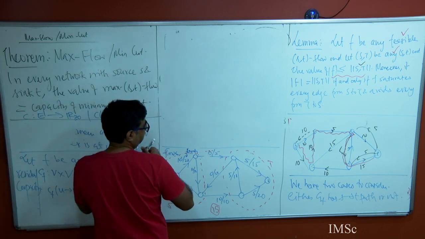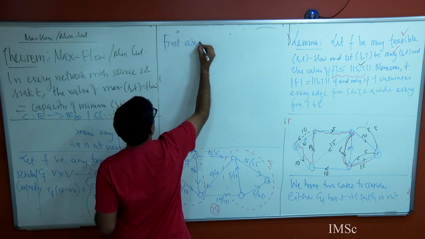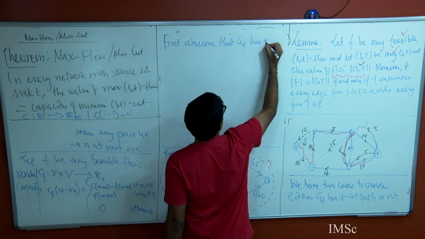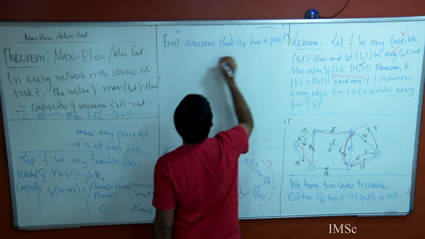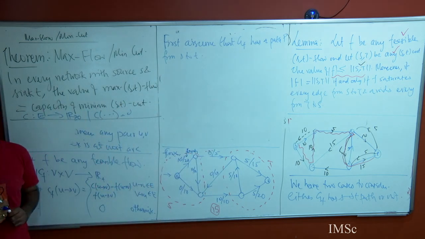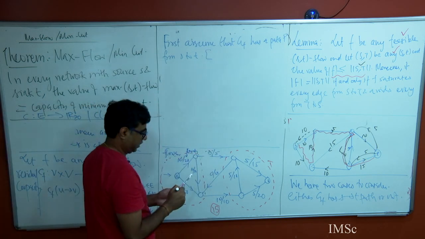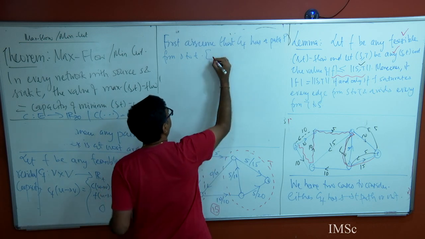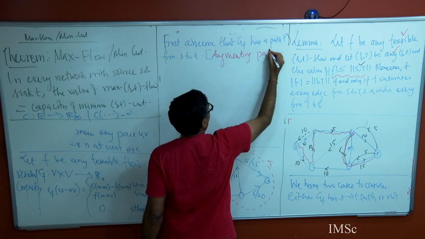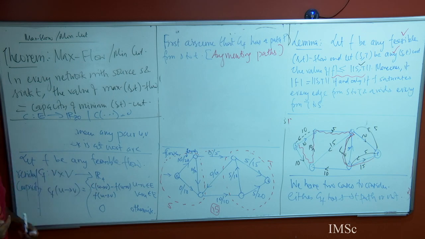So first let's assume that GF has a path P from S to T. So this is what we are going to assume. Okay, and these are called augmenting paths. This is precisely what is called augmenting paths, because we can augment flows along this path.